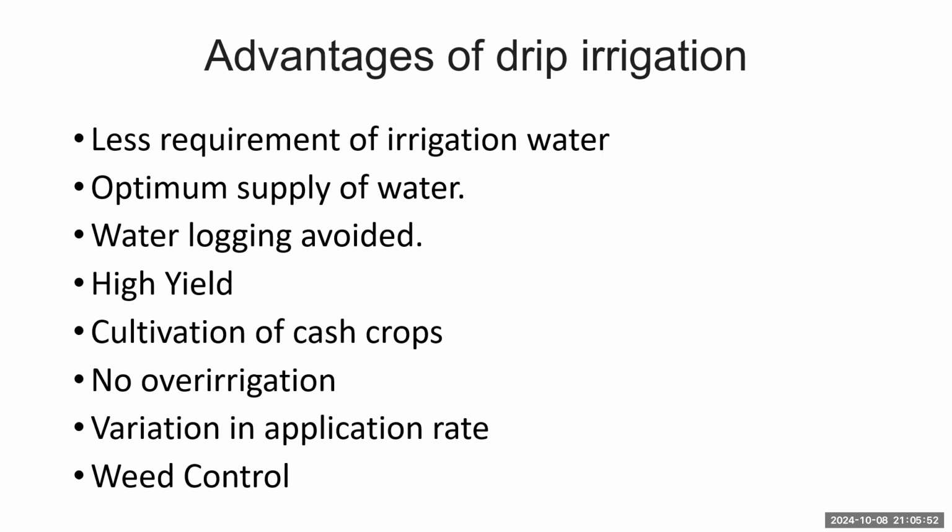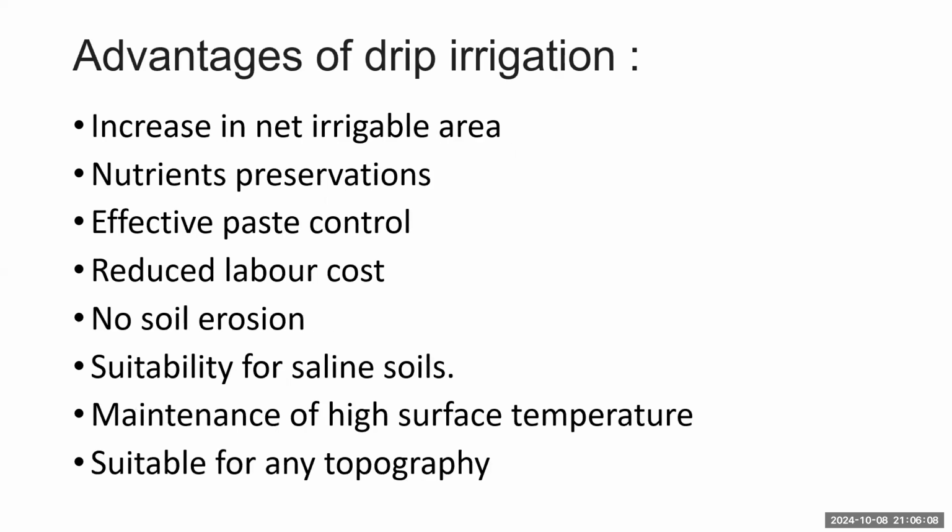Then we can vary the application rate, the discharge through the emitter. And as water is not applied to the entire piece of land, there is less growth of weeds. So there is weed control. Due to drip irrigation system, with the available quantity of irrigation water, more area can be brought under irrigation. Then nutrients in the soil can be preserved.